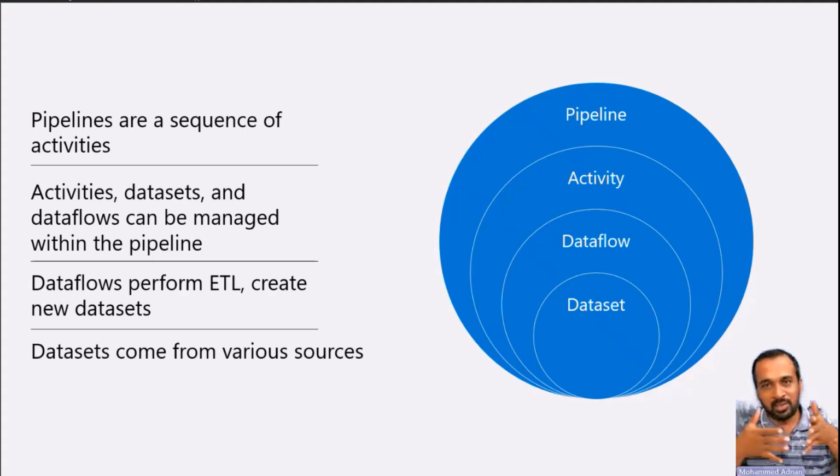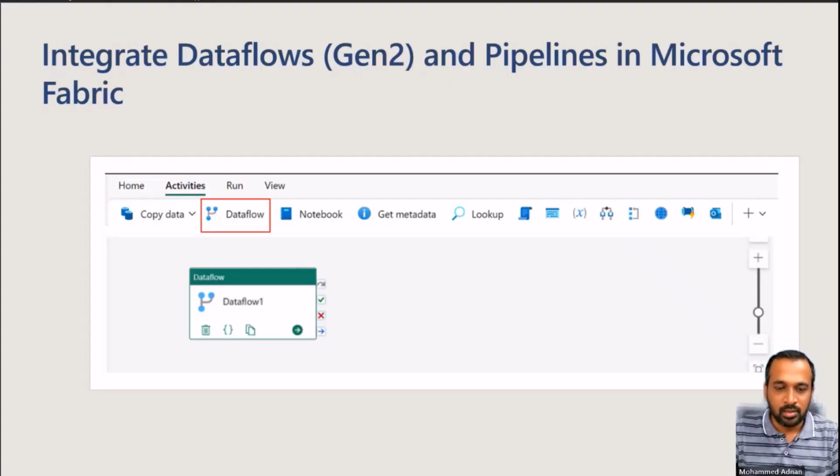And activities is one of them, the data flow. And after the data flow, we can create a data set and copy semantic model to build a report on top of that. So this is how you can integrate the Dataflow Gen 2 inside a pipeline in Microsoft Fabric.